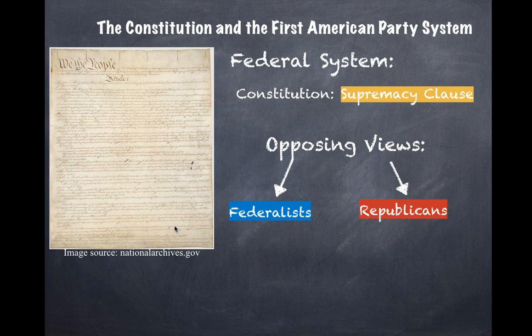On the other side were Republicans. Not the same Republicans as we have today in our current party system, but the Republicans were sometimes referred to as Jeffersonians or Jeffersonian Republicans because they favored a smaller national government, a national government with less power, because they believed that the states, the individual states, should have a lot of freedom to operate as they see fit under the Constitution. So the first two political parties were the Federalists and the Republicans.